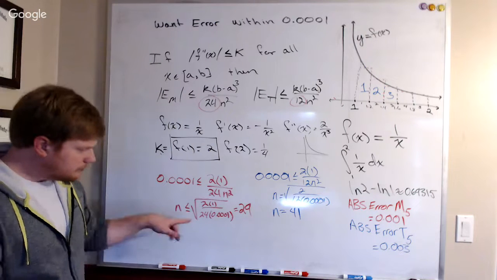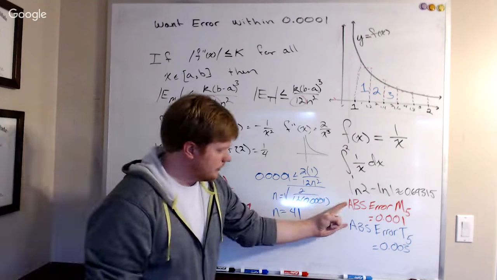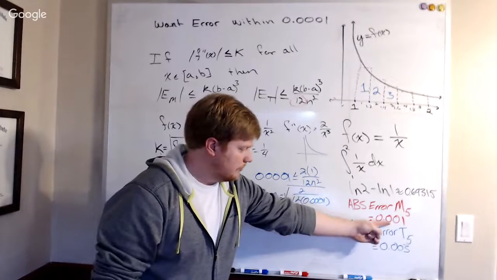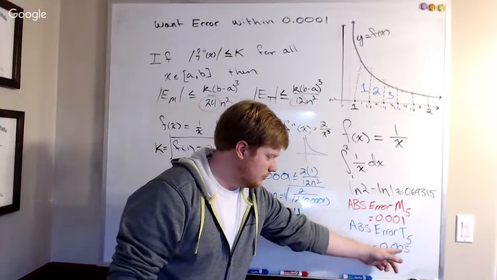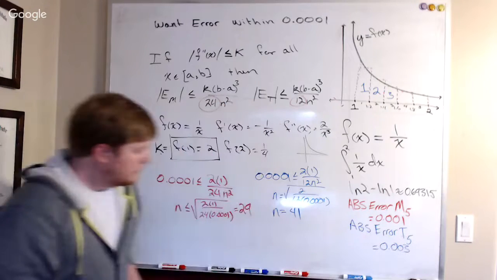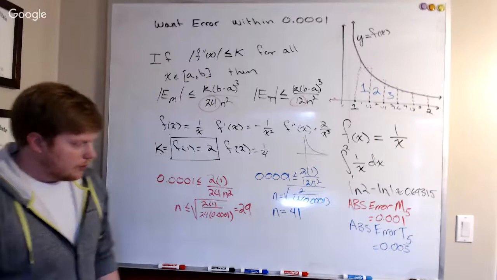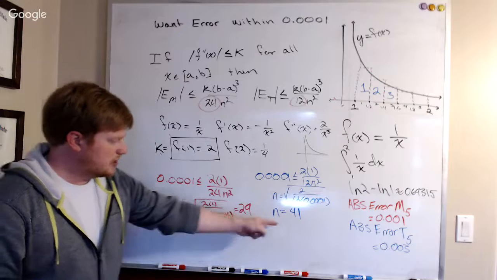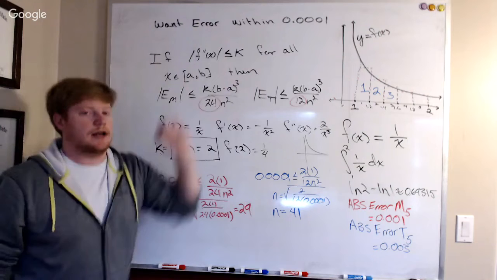Okay. Now, think about this. This makes sense because look at the errors over here. When we did the absolute error for the midpoint rule, we got 0.001. When we did the absolute error for the trapezoidal rule, we got 0.003. So the error was worse with the trapezoidal rule. We had more error with the trapezoidal rule, so we would expect to need more subintervals to get within that error.